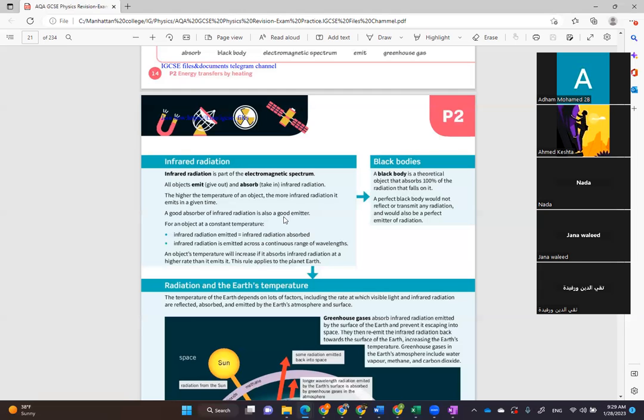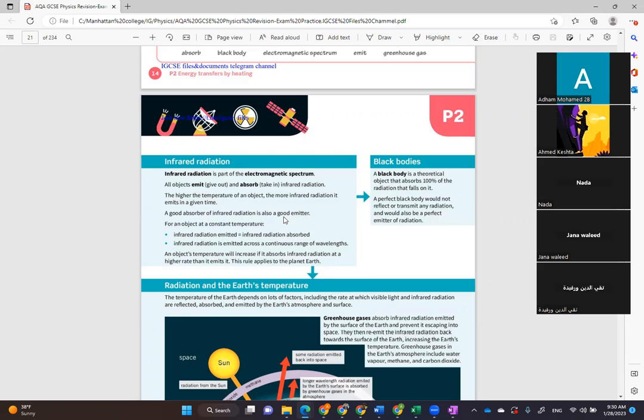So when the temperature of an object increases, it means the amount of infrared radiation absorbed is higher than the amount of infrared radiation emitted. When the object is at low temperature, the opposite.